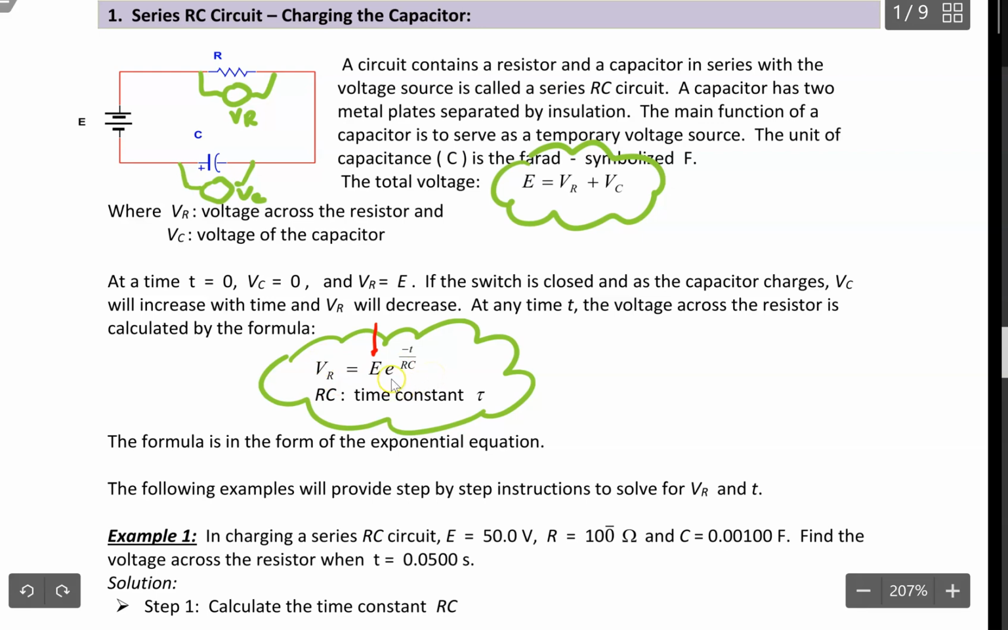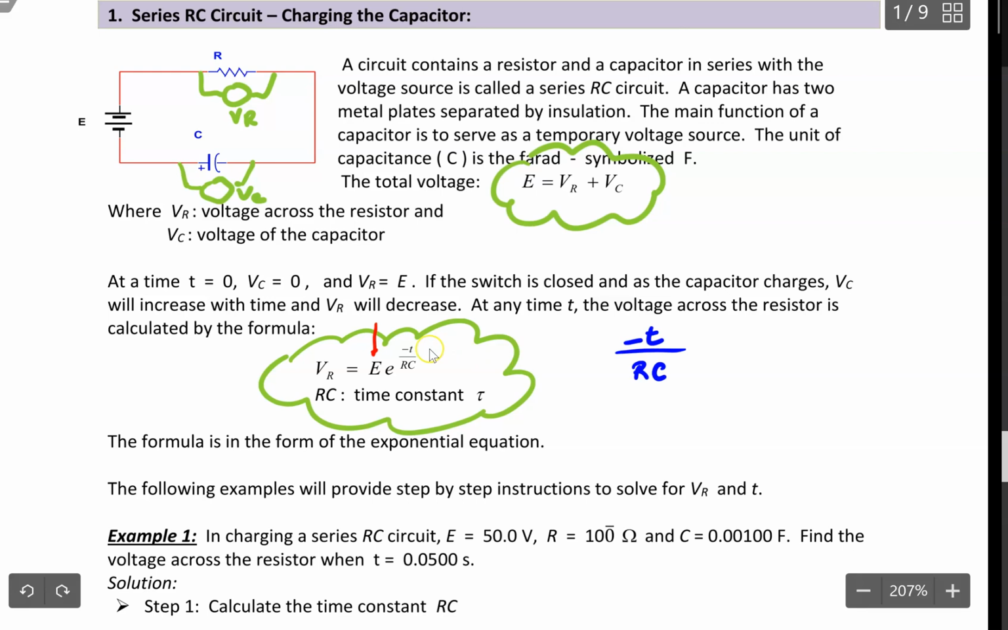We know that the number e is an irrational number. One thing I would like everyone to note is the exponent of e. The exponent of e is negative t divided by R times C.